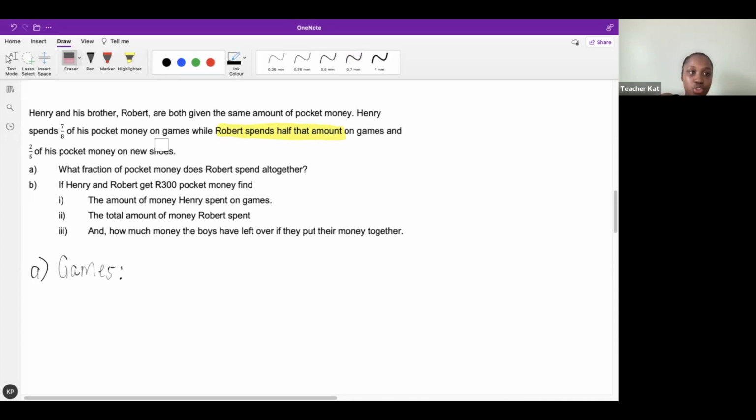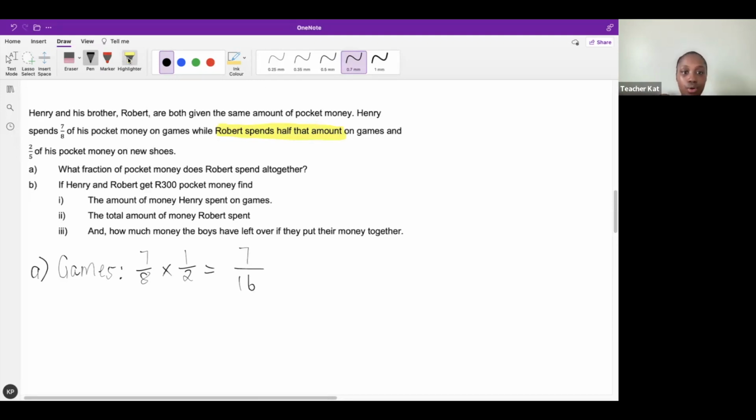What does "of" mean, guys? Which operation is "of"? Does anyone know? Nice, Seth. "Of" is a multiplication. So a half of 7/8. Let's first find out what fraction he spends on games. 7 times 1 is what? We don't have any common factors. Do we agree? There are no common factors, so I'm going to just go ahead and multiply. 7 times 1 is 7, and 8 times 2 is 16. So that's how much he spends just on games, right?